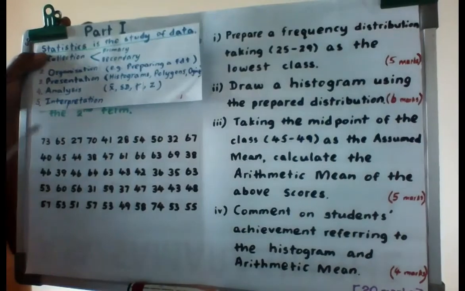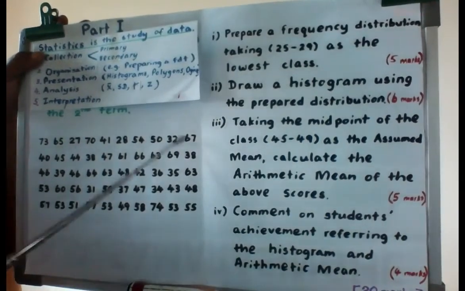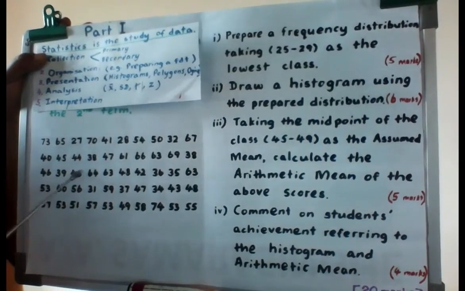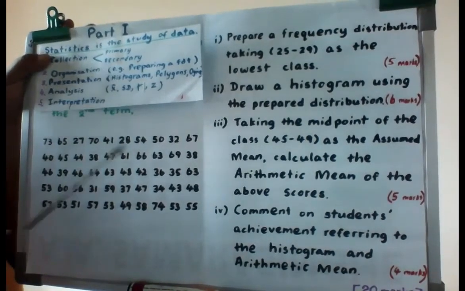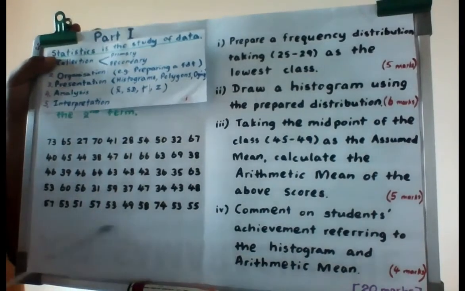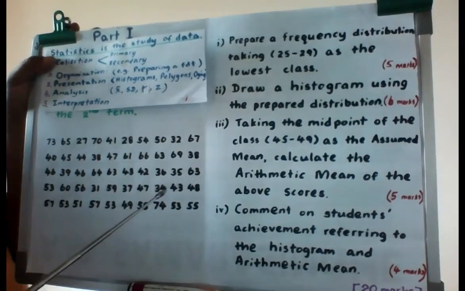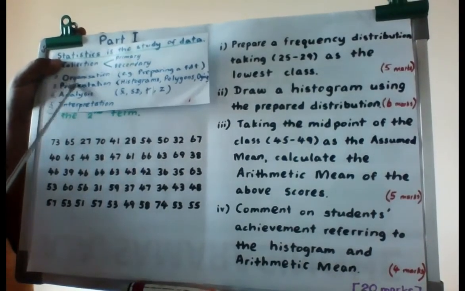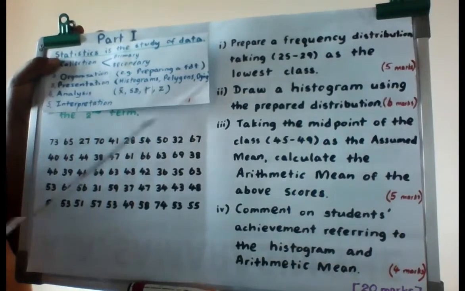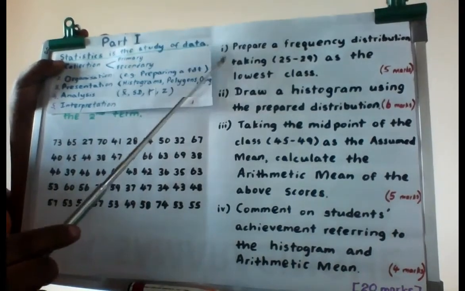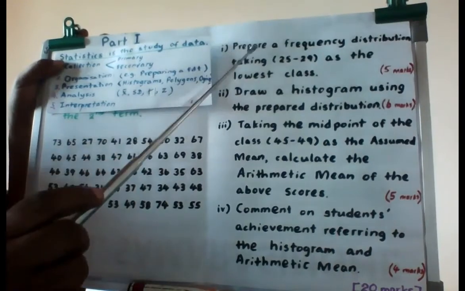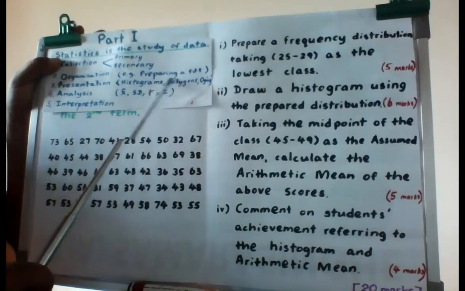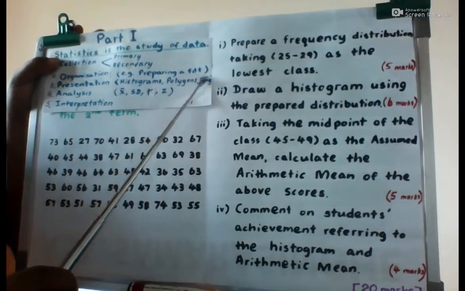And here this one, did you give a test and get these marks? No, somebody has given these marks, right? So this is secondary data. You are using somebody else's data. Secondary. Second one is organization. Now once you have collected the data, you will have to organize, arrange the data. In this case, you are preparing a frequency distribution. So organizing, example, preparing a frequency distribution table.